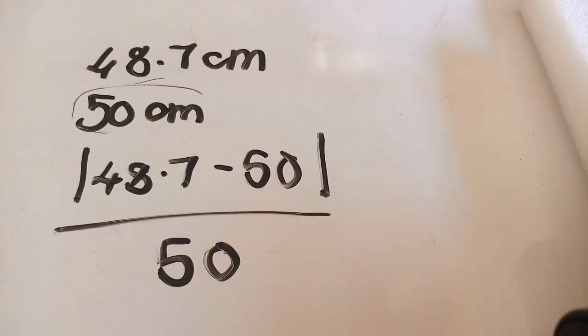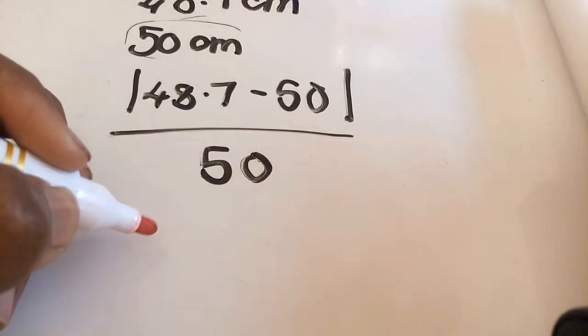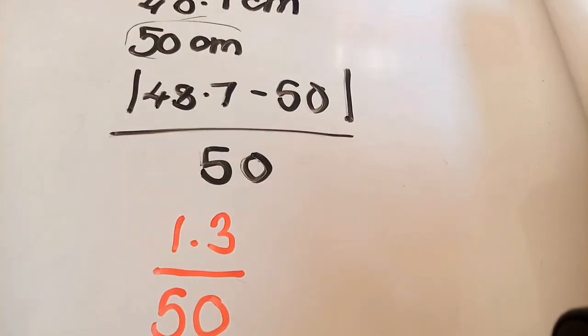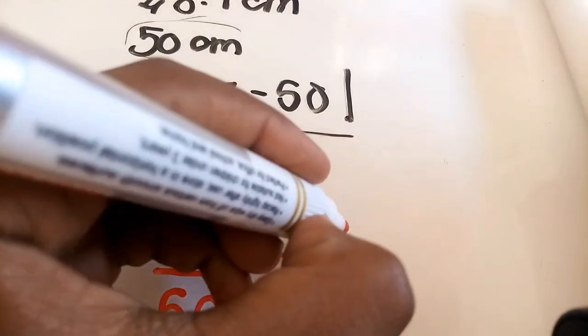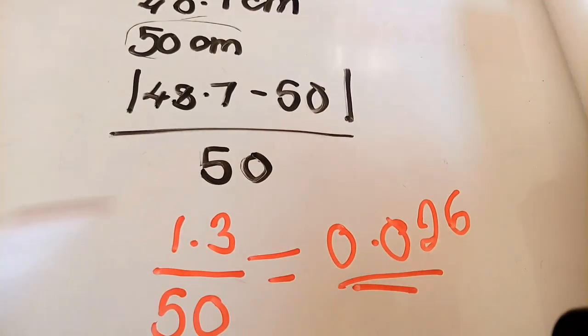So we would say 48.7 minus 50 in the modulus bars, which would give us a positive 1.3 over 50. If we divide those two, it would give us 0.026 as our relative error. Remember, relative error never has measurements because the measurements on the top and the bottom cancel each other out.